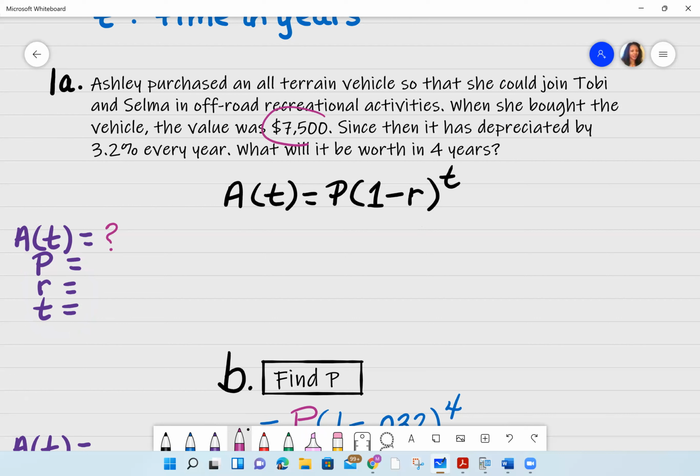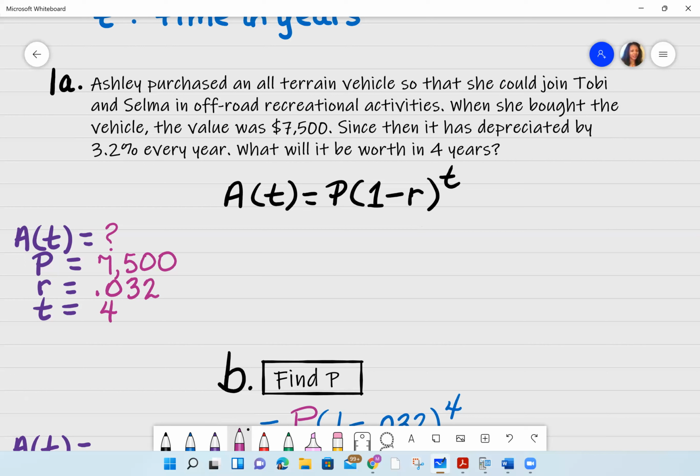So I saw 7,500. That was the value when she initially bought the vehicle. So the initial principal, the present value, is going to be 7,500. That's represented by P. Since then, it has depreciated by 3.2%. Well, that's going to be a rate, so I want to put that in decimal form, which is 0.032. And what will it be worth in 4 years? So the time is 4.